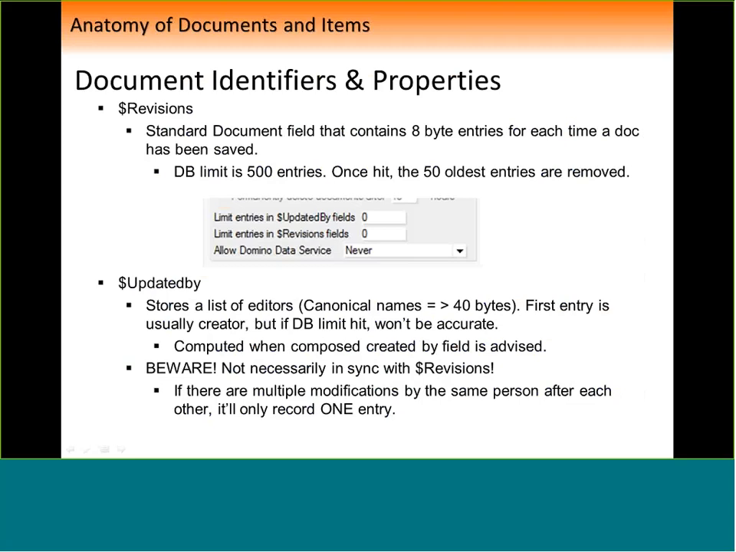The interesting thing is I just did a test about this today: when we hit that limit, automatically the 50 oldest entries are going to be removed from the $revisions item. So this is something really interesting to be aware of.